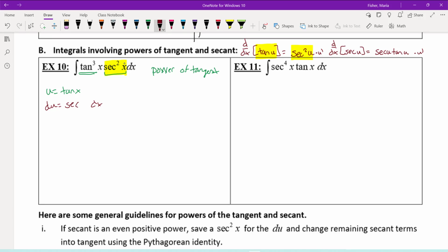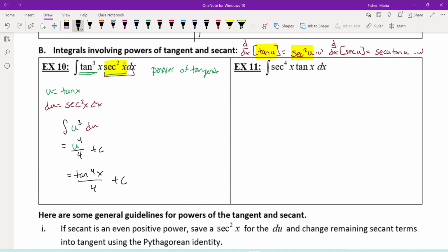Since the derivative is secant squared of x dx, and that's exactly what you have, then this just becomes u cubed du, which you can integrate. That's just u to the fourth over 4 plus c. Getting out of u's and back into x's, tangent to the fourth of x over 4 plus c.